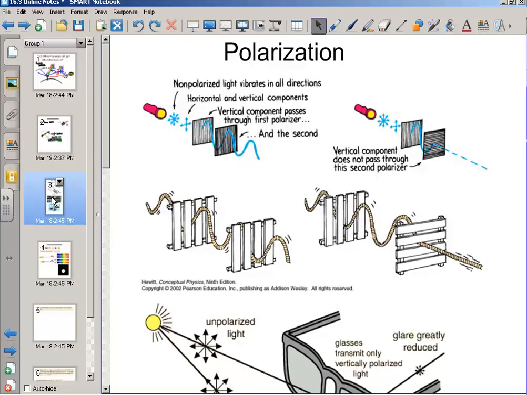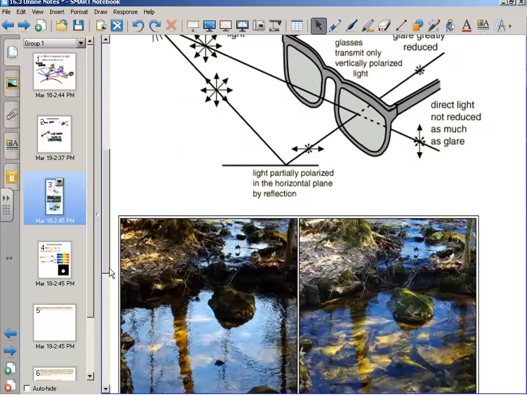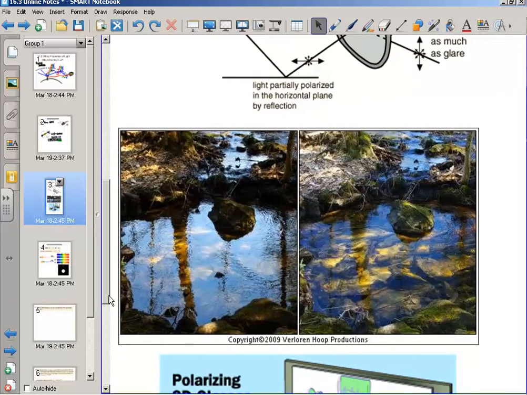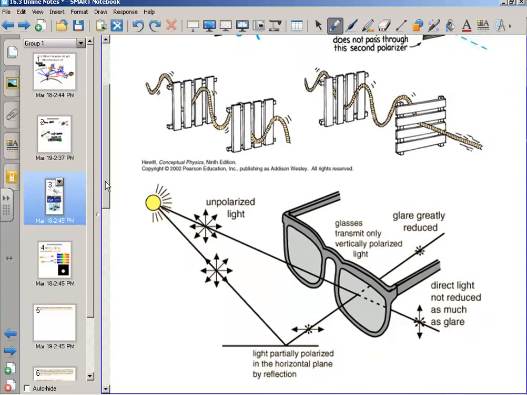Polarization. Now, you've undoubtedly heard about polarized sunglasses. And here's a view. This is a lake with polarized, and this is a lake without. And you'll notice that this is totally blocked by the glare. With polarized sunglasses, you can see through the glare. Now, how does that work?